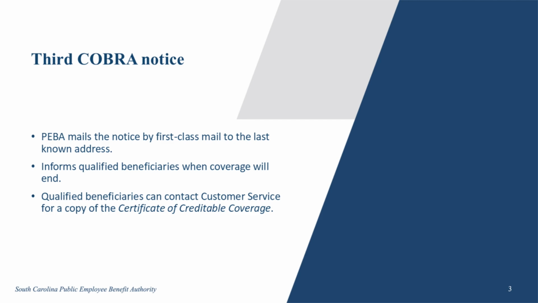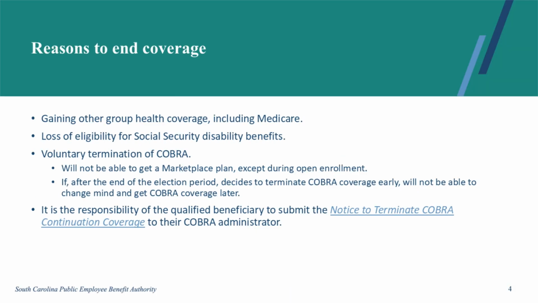PEBA mails the third COBRA notice by first-class mail to the last known address and informs qualified beneficiaries of when coverage will end. Qualified beneficiaries can contact PEBA customer service to request a copy of the certificate of creditable coverage. Reasons to end COBRA coverage include gaining other group health coverage, including Medicare, loss of eligibility for Social Security disability benefits, and voluntary termination of COBRA. A qualified beneficiary must submit notice to terminate COBRA continuation coverage to their COBRA administrator.